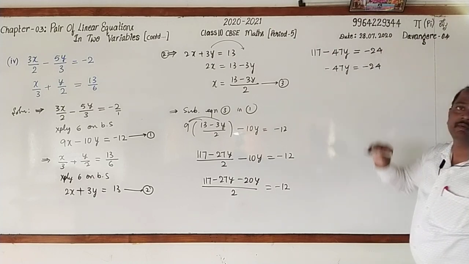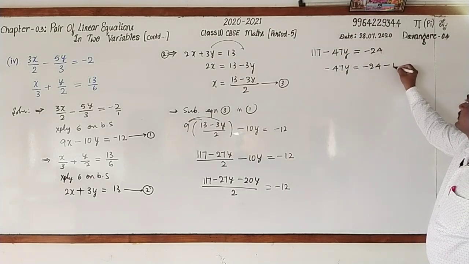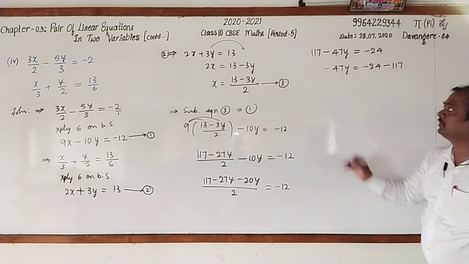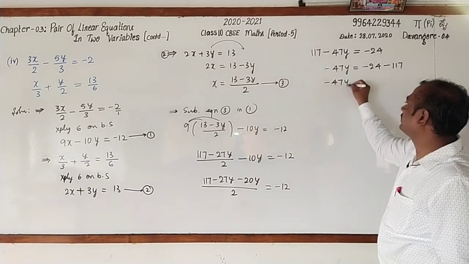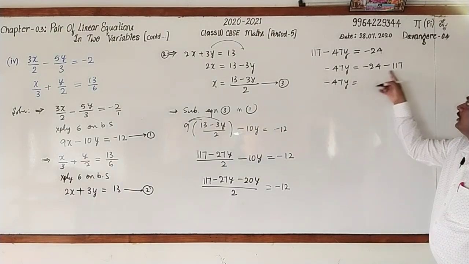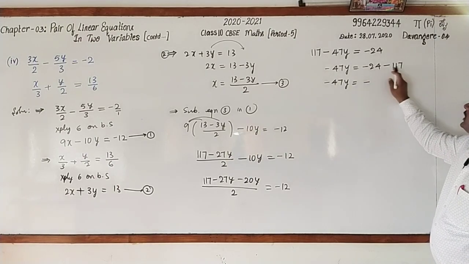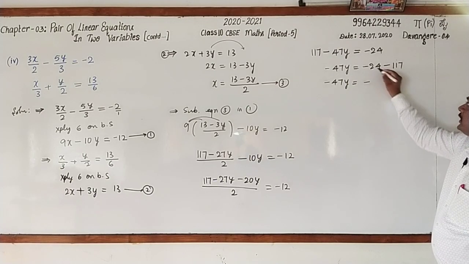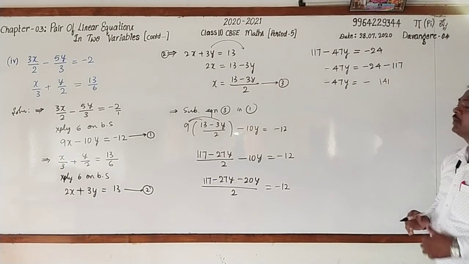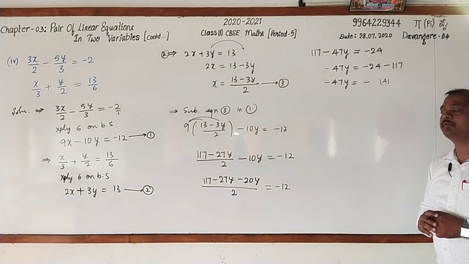Transfer 117 to the right hand side. It becomes minus 117. Next, minus 47y is equal to, here both are minus, hence go for adding. It is minus 7 plus 4, 11, carry 1. 2 plus 2, 4. It is 141. Hope that you have understood.